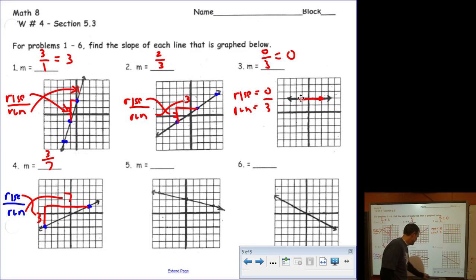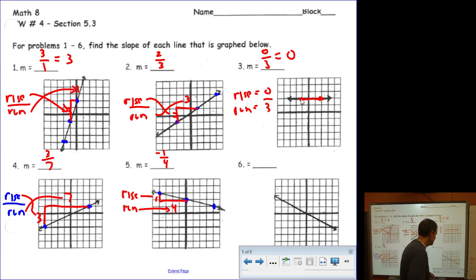Number 5. It looks like I have several good points I could use. All of those. From this one, I would go down and over. That was 1 block. 1, 2, 3, 4. That's 4 blocks. So the rise is that number. And the run is that number. Looks like 1 over 4. Just don't forget, because you went down, it's negative 1 over 4. Or because the line goes downhill, you know it's a negative slope, so it's negative 1/4.